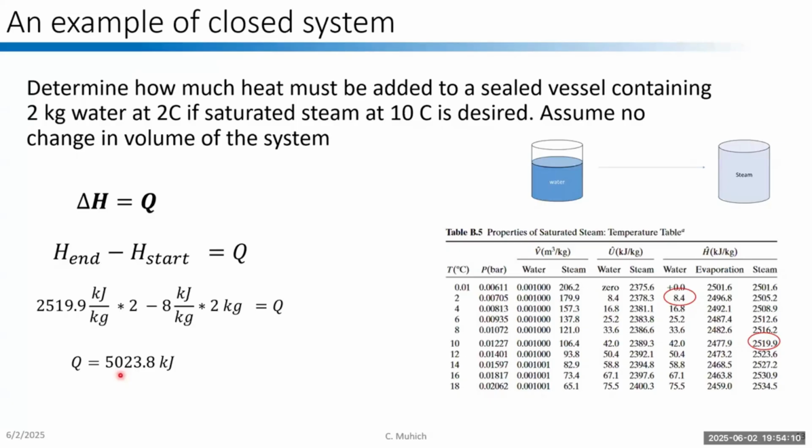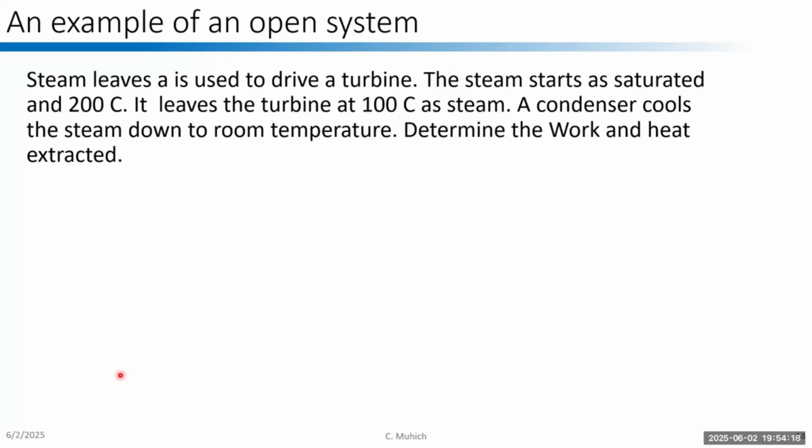All right, so this is an example of how I would do an energy balance on a closed system. I can do something similar if I have an open system. So let's say we have steam that's being used to drive a turbine. The steam is going to enter my system as a saturated vapor at 200 degrees C, and then it's going to leave my turbine at 100 degrees C. A condenser then cools the steam down to room temperature. We're going to be asked to determine the work and the heat that's removed from this system.